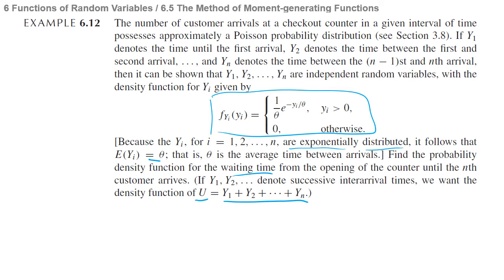So what we want to calculate is the expected value of e to the tU. To calculate this, we will use the method of moment generating functions. We should use the moment generating function for the exponential distribution, which I will show you on the next slide with a moment generating function table.